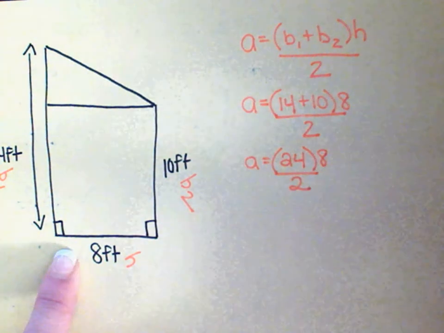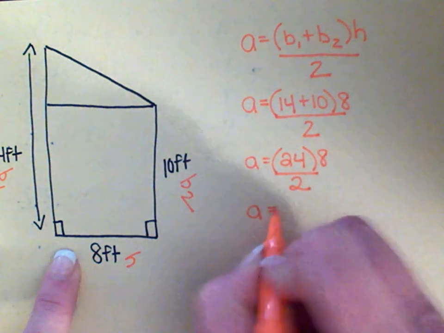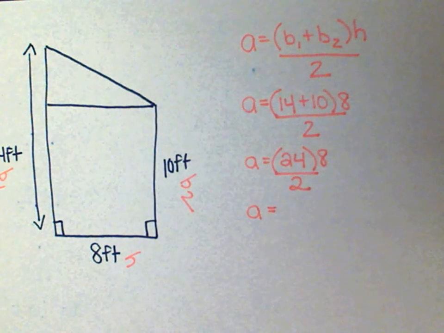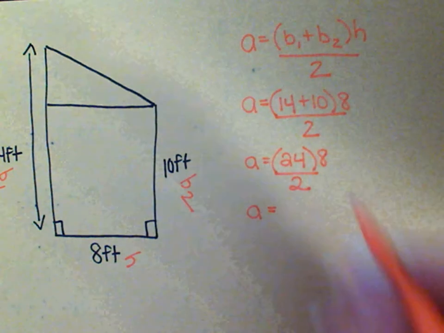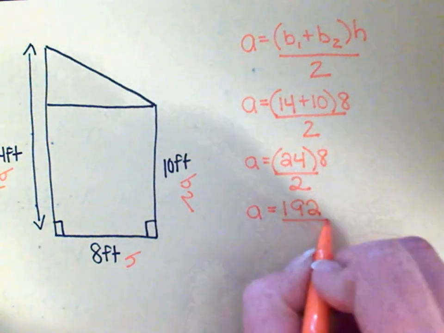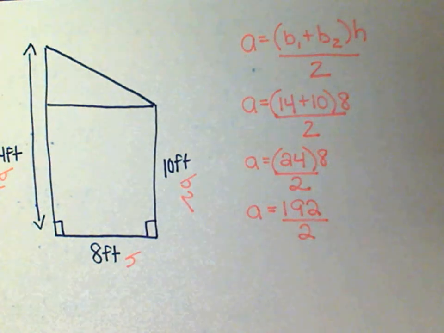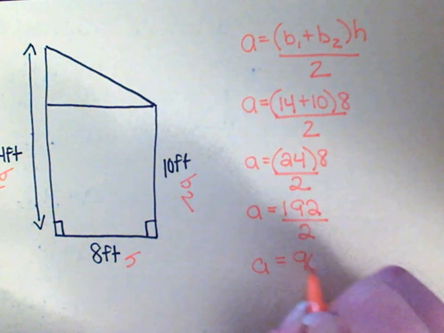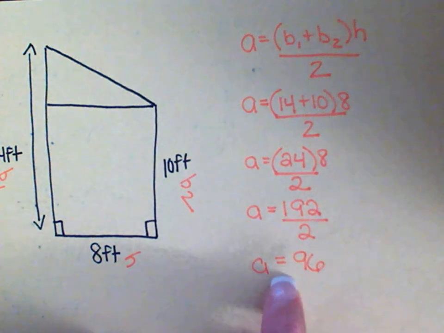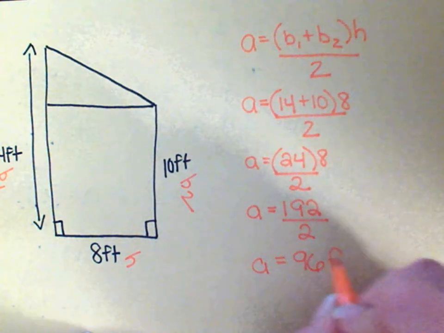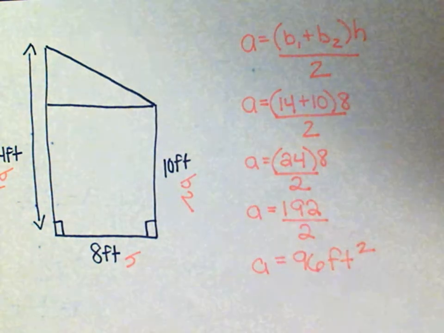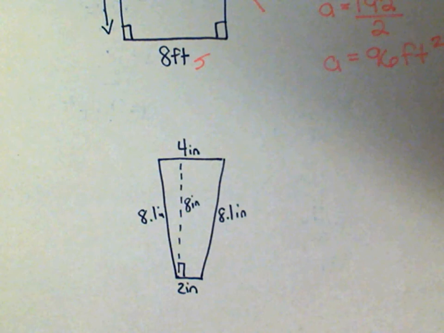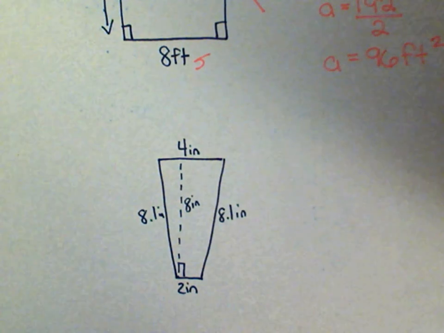Area equals 14 plus 10, because they're in parentheses, is 24 times 8 divided by 2. Area equals, well, 24 times 8 is 192, and I still haven't used divide by 2. 192 divided by 2 is 96. I'm left with area equals 96, so I know I found my area. Add my unit of measure feet and add squared.